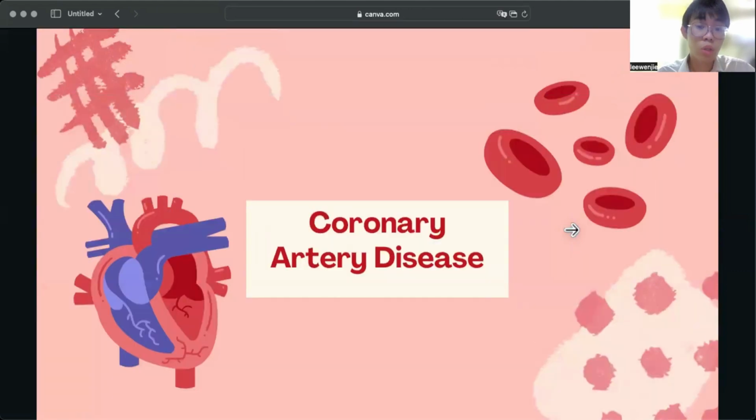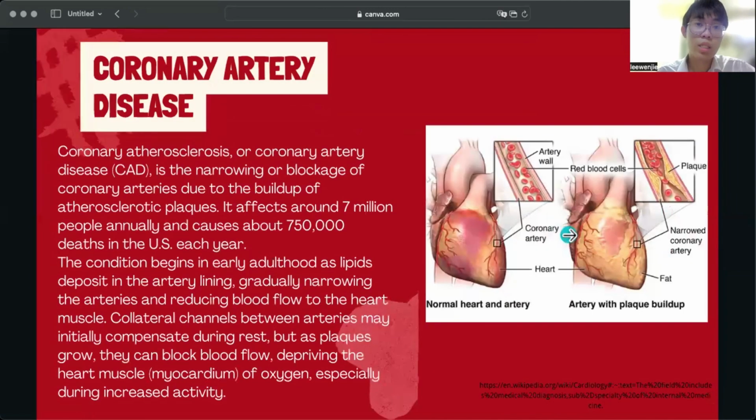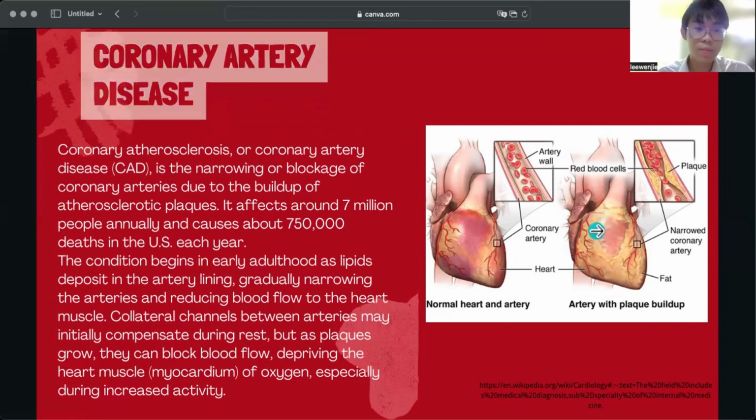Now we want to introduce artery disease. We know that the system is vulnerable to disease, one of the most common being coronary artery disease. This condition occurs when the coronary arteries, which supply blood to the heart, become narrow or blocked due to the build-up of atherosclerotic plaque. This plaque forms from lipids, inflammatory cells, and fibrous tissue that can block the blood flow, depriving the heart tissues of oxygen, especially during increased activity.